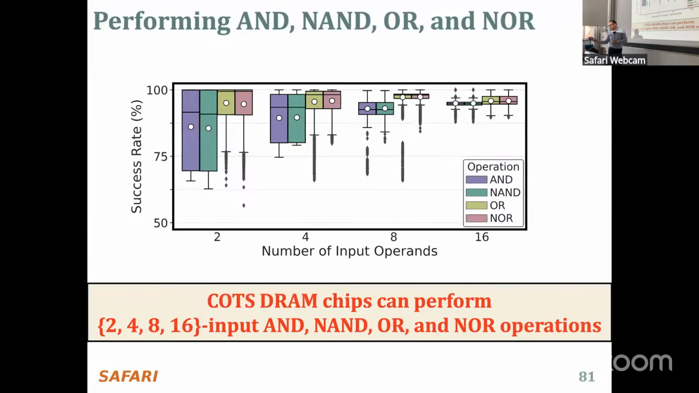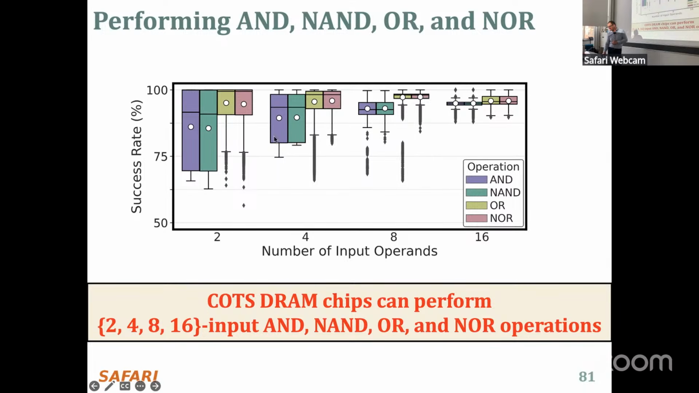And these are results from AND, NAND, OR, and NOR with different number of input operands. And these are for different chips. You can see the variation comes from different chips, essentially. And is it different chips or different rows? All cells, basically, yeah. It's all cells, basically, distribution.